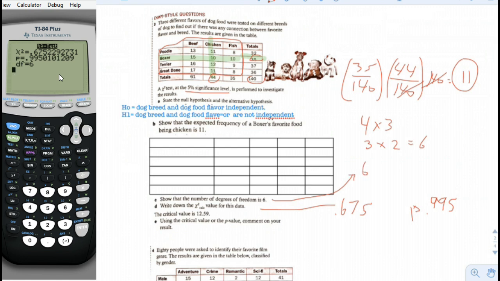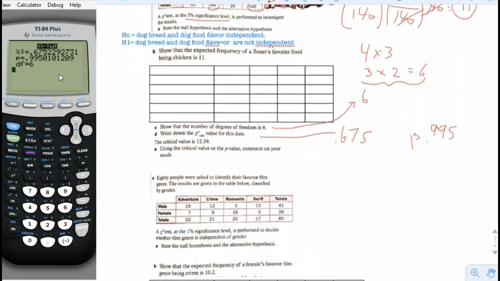So that's how you show it. You just say 3 times 2 is 6, okay? And then let's figure out if we're going to reject the null hypothesis. To figure that out, you take the chi-squared value, 0.675, and you compare it to the critical value of 12.59.